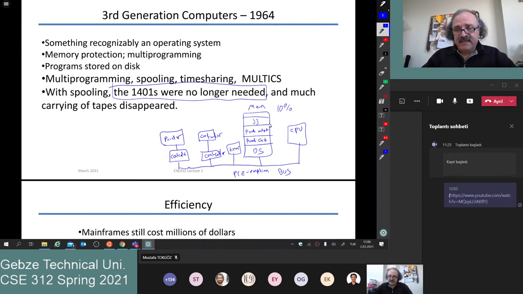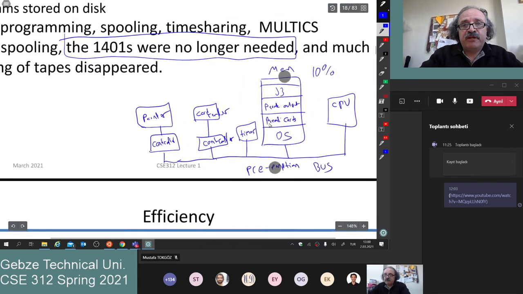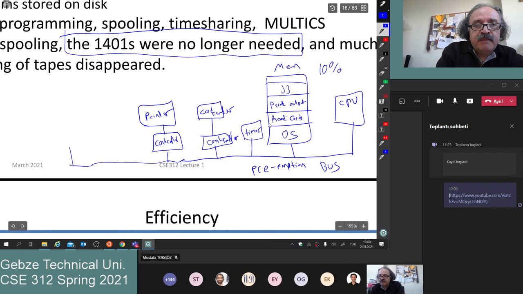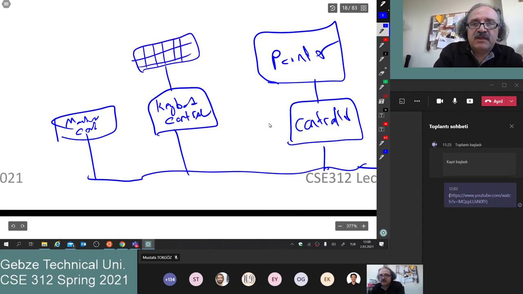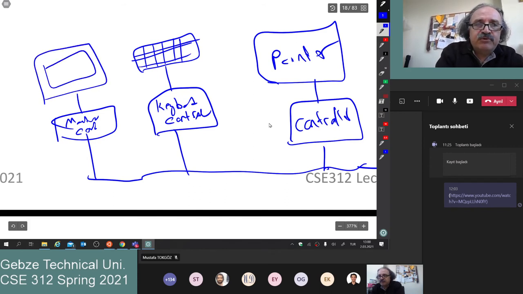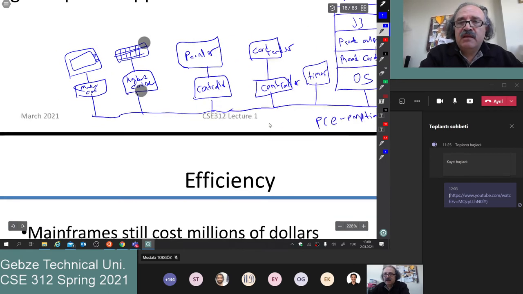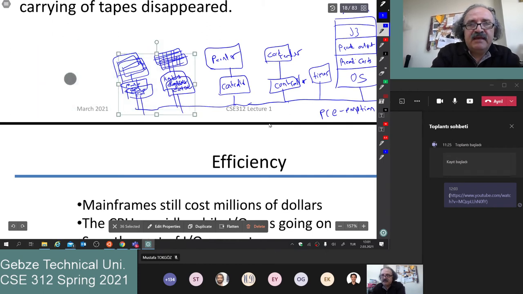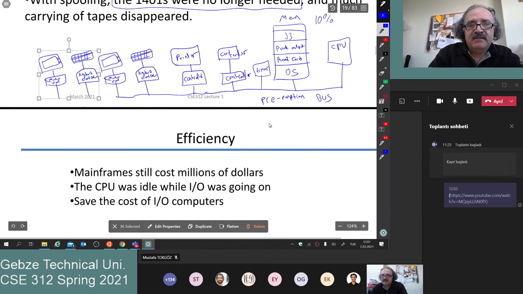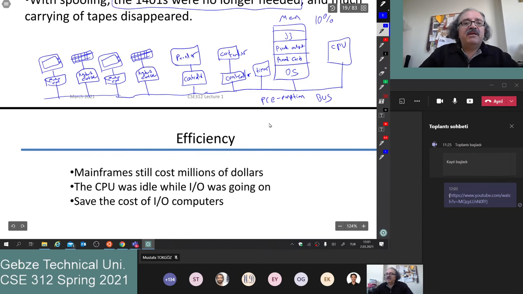For the third generation computer, they said, okay, this is what we are going to do. I will give you a keyboard controller and a monitor controller. You can connect your keyboard to this controller and put a monitor to this controller. Now you are connected to the computer, and I can repeat this many, many times over. So I connected many keyboards and many monitors to the system.